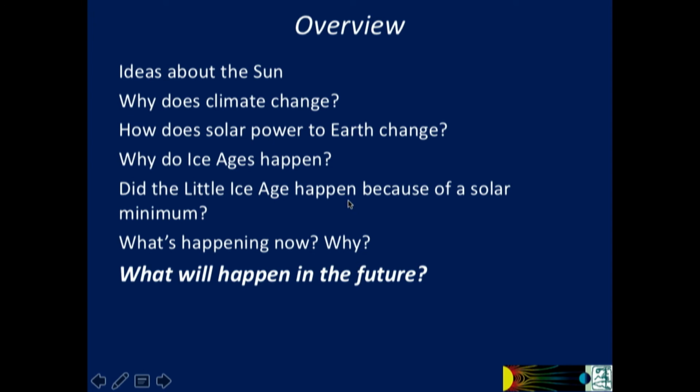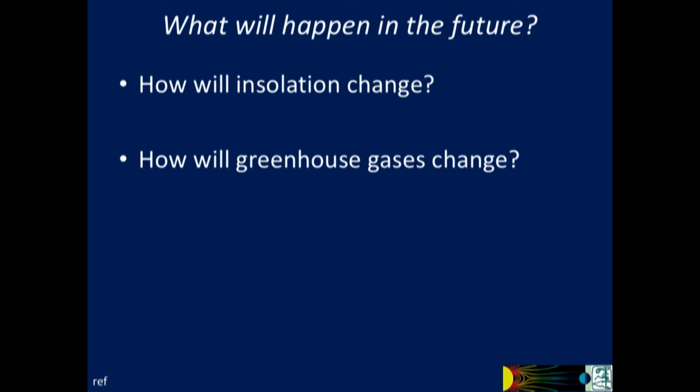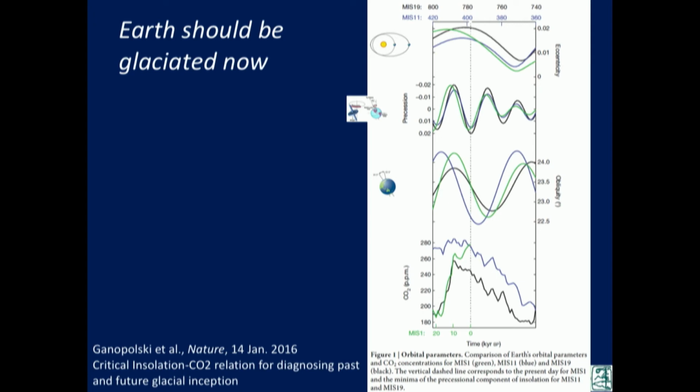What's going to happen next? Well, we know what humans are doing with carbon. Here's our options. How will insolation change? How will greenhouse gases change? And will we have another ice age? This cool article came out just last week in Nature by Ganopolski et al., January 14th in Nature: Critical insolation-CO2 relation for diagnosing past and future glacial inception.